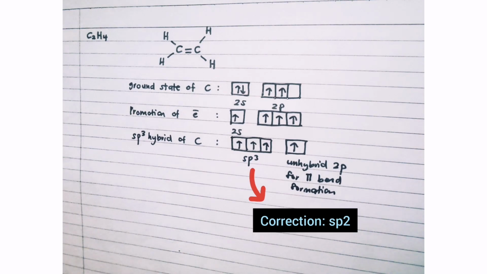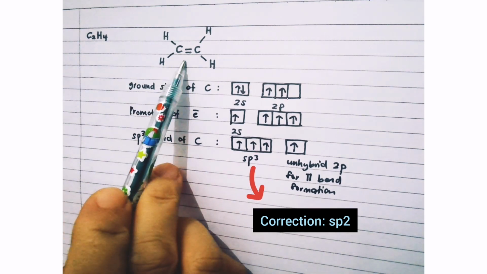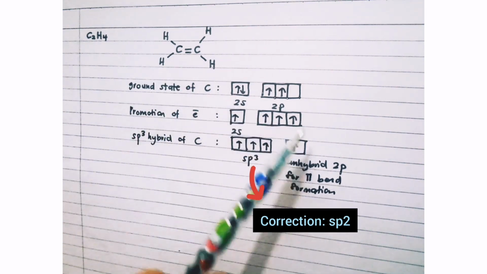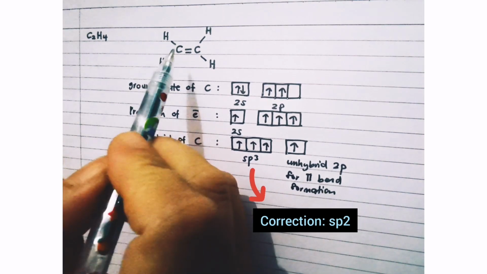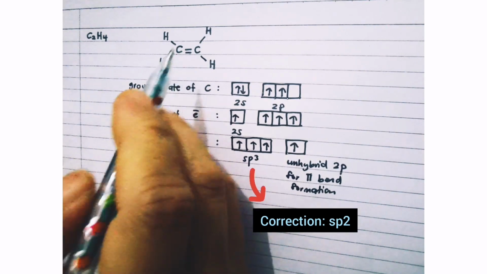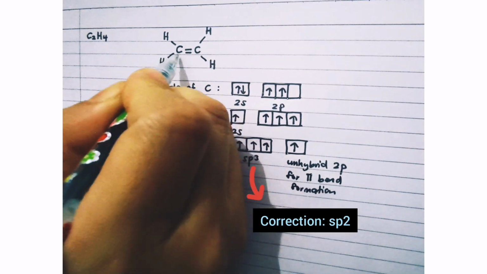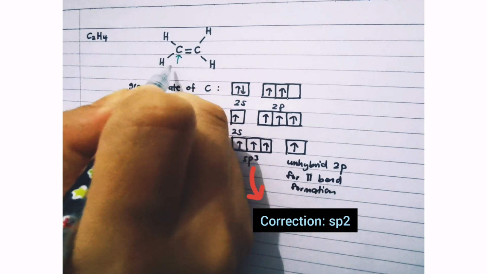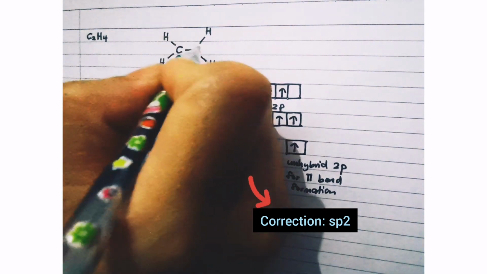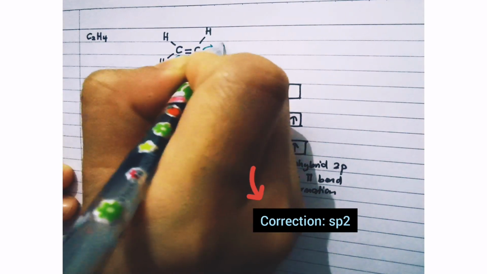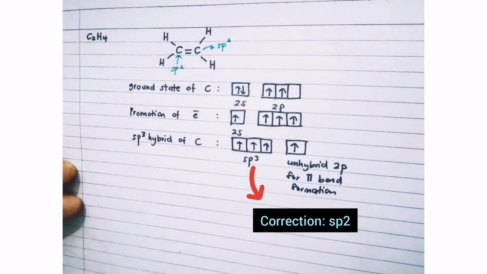For the C2H4 molecule, this is our Lewis structure, and this is the hybridization process of our C2H4. Now we will draw the orbital overlapping diagram of C2H4. From the Lewis structure, we have two central atoms here. So for the first carbon, the type of hybridization is sp2 because it has 3 electron groups. The same goes for this carbon, also sp2.